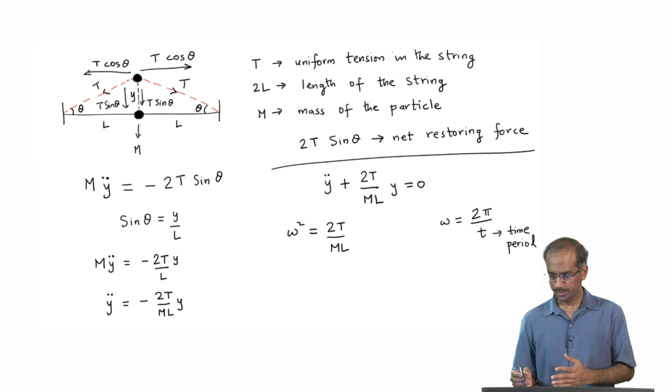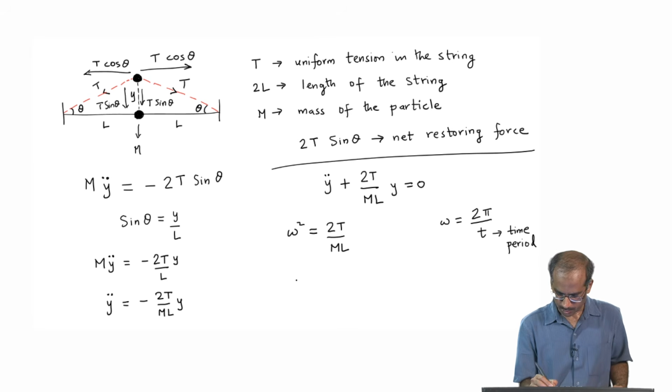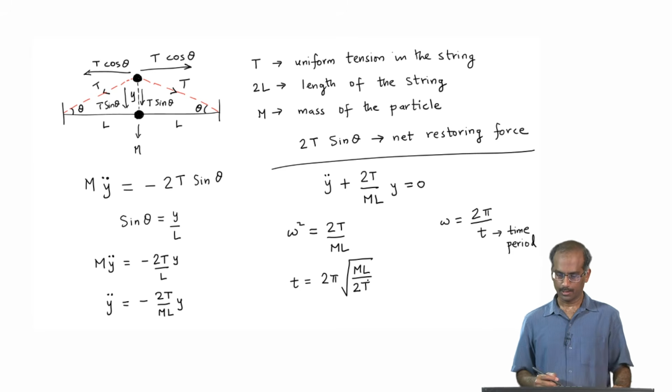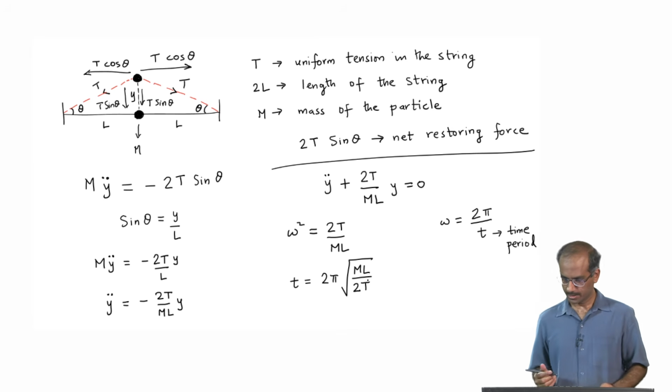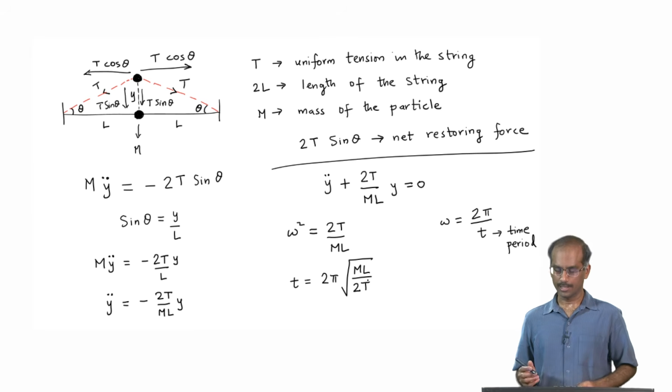So, if you substitute omega in this equation and do a simple rearrangement, we should be able to get this t, which is the time period, is equal to 2 pi into the square root of m L divided by 2 T. And again I will leave it as an exercise for you to verify that the right hand side of this equation does indeed have the dimensions of time.